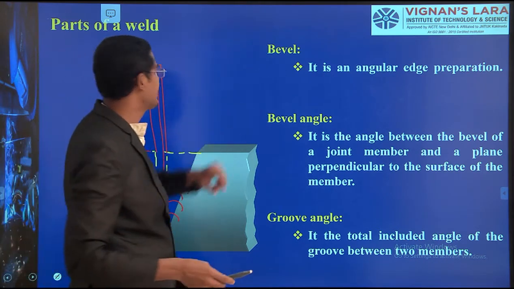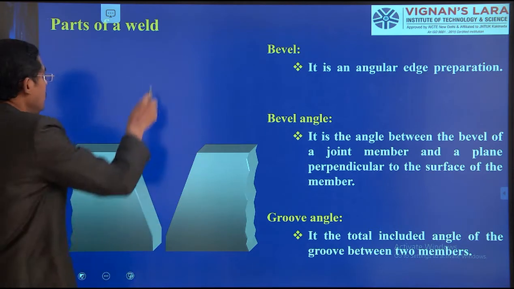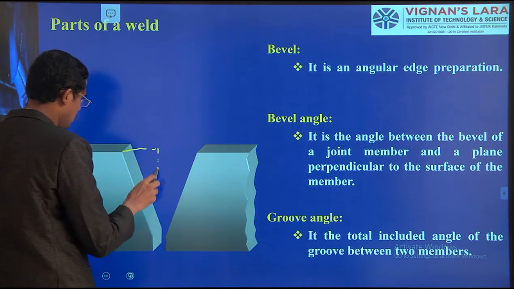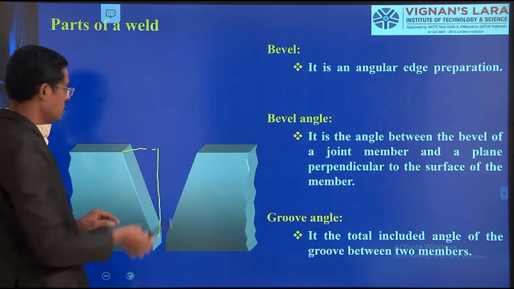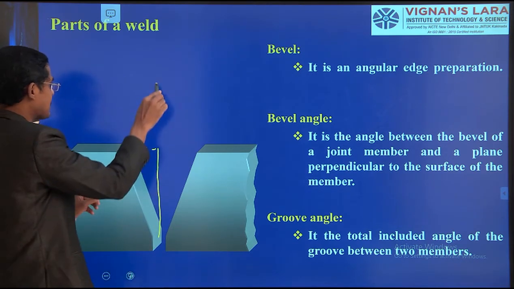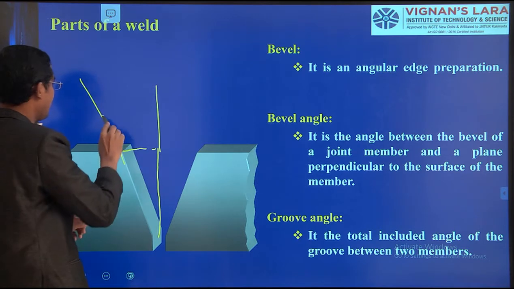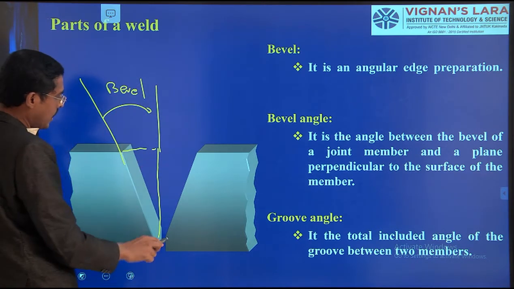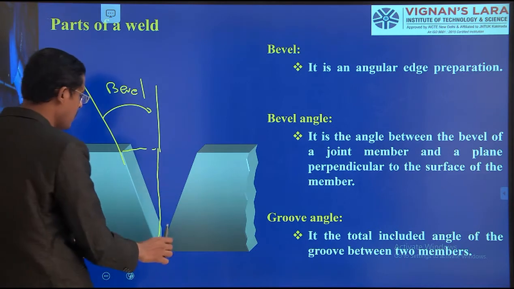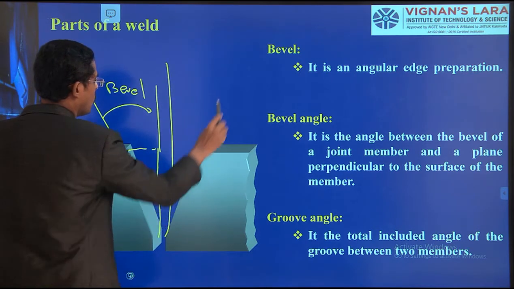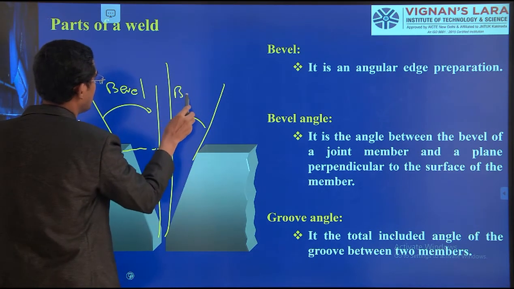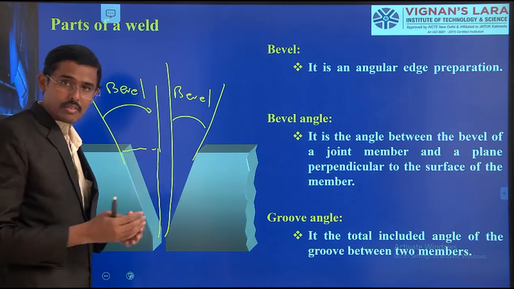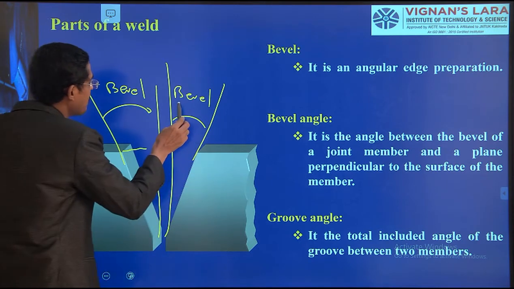Now the bevel is nothing but this point. What we are doing? From here, I am cutting this. This angle we call the bevel. According to this side, one more bevel is there. So this is what we are taking as bevel. This is the bevel angle.